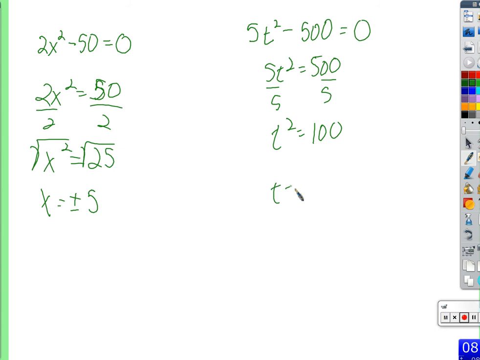Okay, why'd you get t equals 10? Because 10 times 10 is 100. Yes, you're right. Is anything else times itself equal 100? Danielle? Negative 10. Negative 10. That's why we do plus or minus. Every time we take the square root, we do plus or minus, because a positive can multiply by itself to make a positive, and a negative can multiply by itself to make a positive.